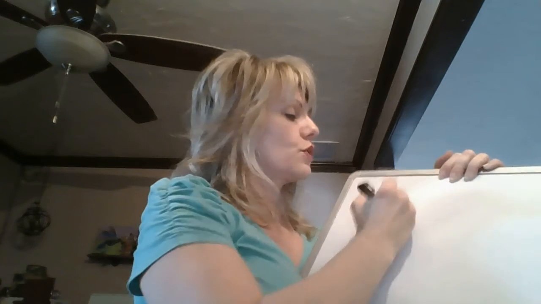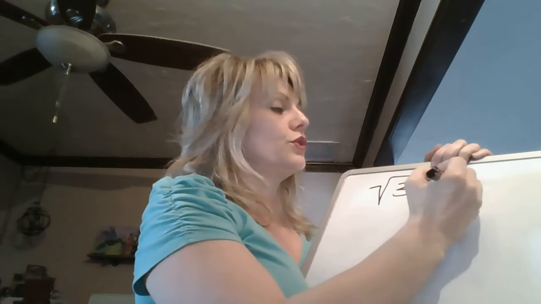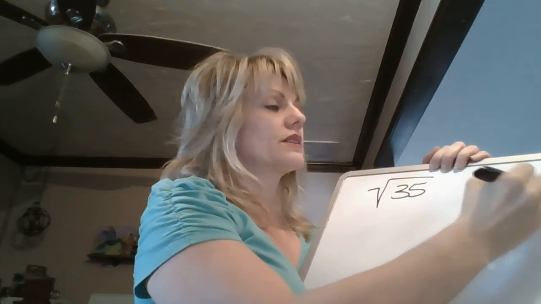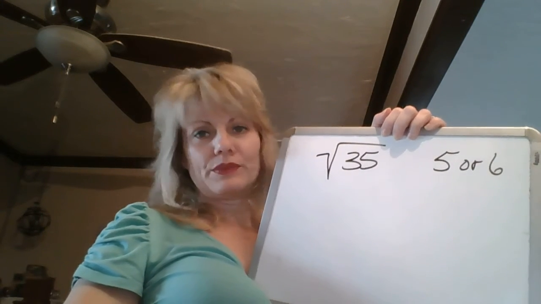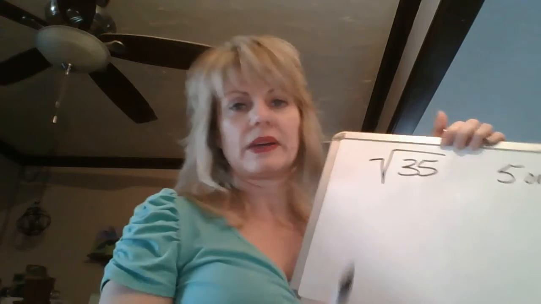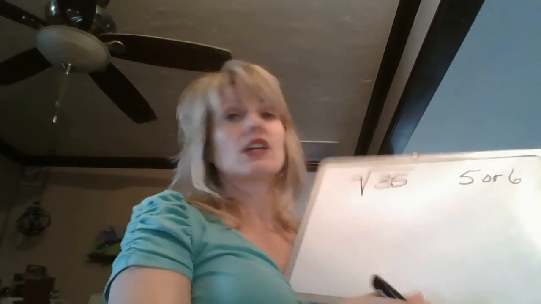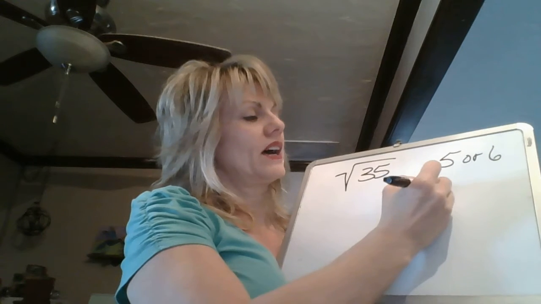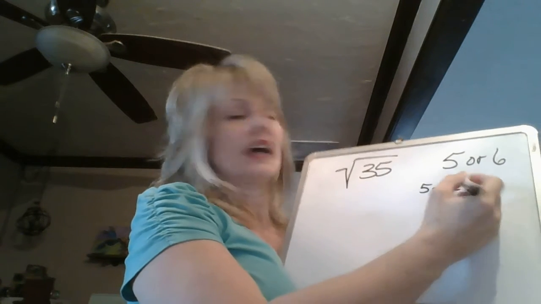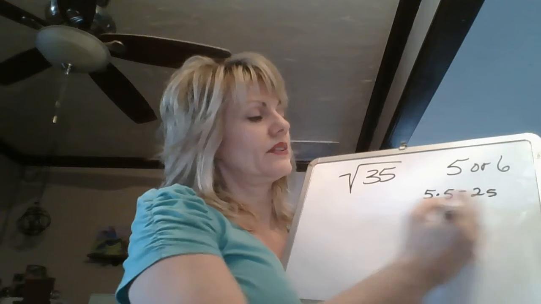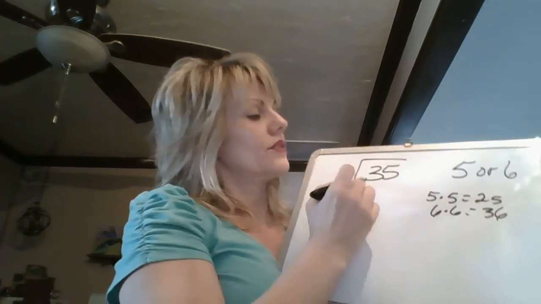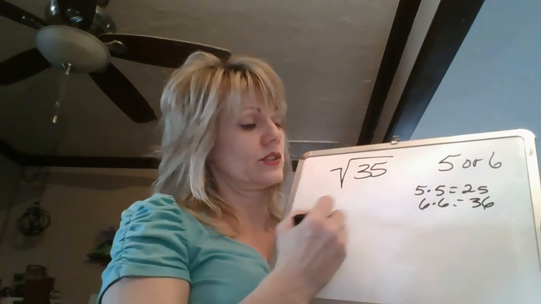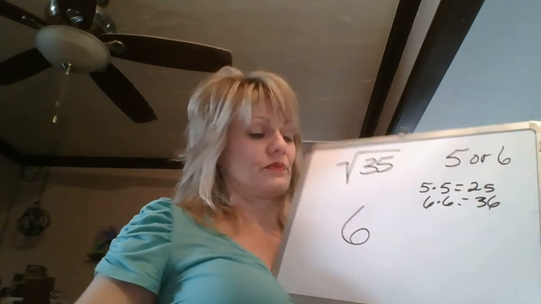Number 5, is the square root of 35 closer to 5 or 6? All right, so square root of 35, we can't do that because there's not a number multiplied by itself to equal 35. So what's the closest one to it? If I take 5 times 5, that equals 25. And 6 times 6 equals 36. 36 is closest to 35, so the answer is 6.